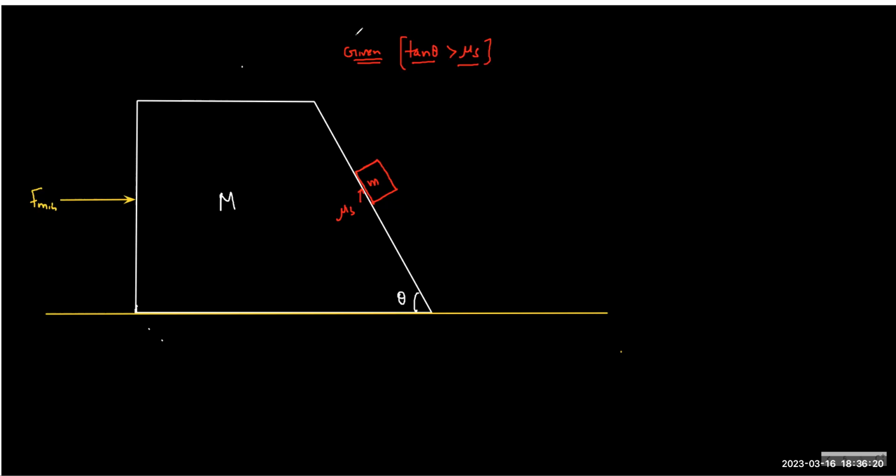So first of all, I'm asking the minimum force. It means I'm keeping the tendency of the block still going downward. So when it will have a tendency to go down, how will the friction act? Upwards. So it will try to go to the limiting value.